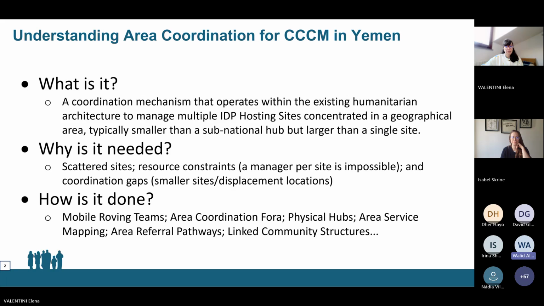How it's done: it doesn't necessarily need additional specialized skills beyond what we already require for single site management. It's just changing the level of operation. So mobile teams that rove between sites, area coordination forums instead of site level coordination forums. So usually partners have regular area level coordination meetings with the service providers that usually operate at the district level. Sometimes they have physical hubs like community centers or community resource centers, which we piloted with DRC in 2019 in another district in Yemen.